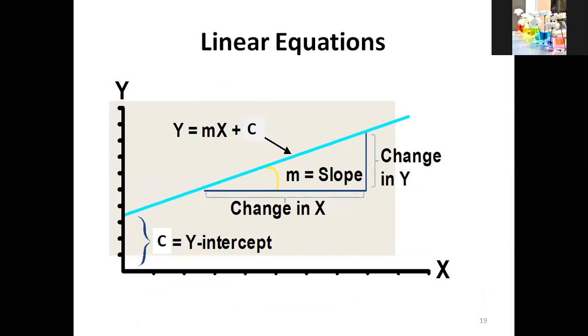What is this m? M is the slope. So slope is given as change in y divided by change in x. C is actually the intercept, the y-intercept. So we can say y equals mx plus c. Y and x are variables in a simple form that you have learned.